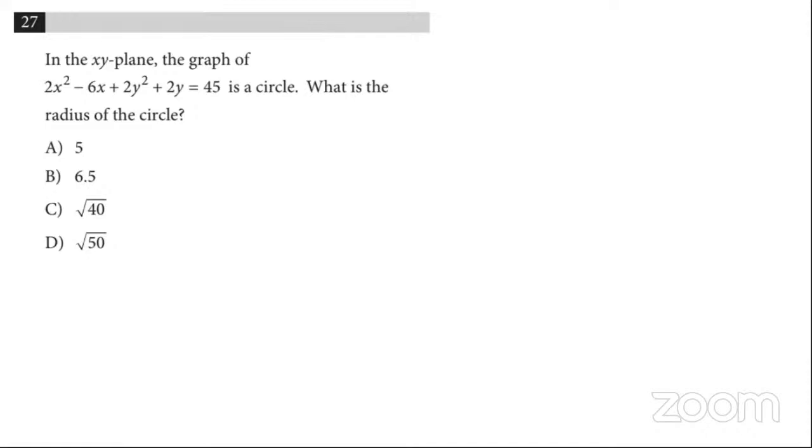Read the question. In the xy plane, the graph of 2x square minus 6x plus 2y square plus 2y equal to 45 is a circle. So the given equation is that of a circle. Now we are asked, what is the radius of the circle? Do you guys know the general standard equation of a circle? Like if (h, k) is the center and r is the radius, what is the equation of the corresponding circle?